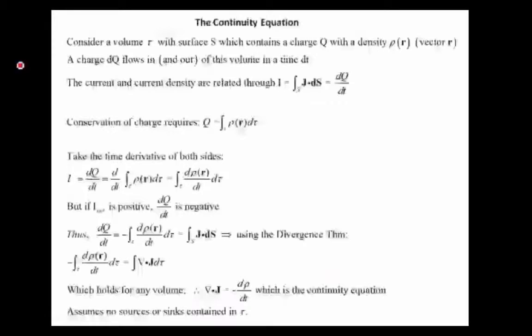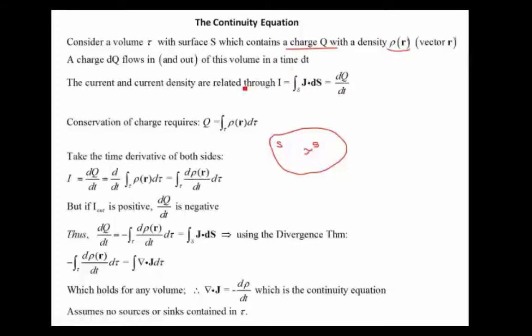We've derived the continuity equation several times, but let's go over it quickly. What you're considering here is you have basically a volume with a surface S and a volume tau. It contains a certain amount of charge Q, and the density of that charge is rho. R is the vector that points to the little positions, little d taus in the material. We've called that R prime before, but let's just call it R.